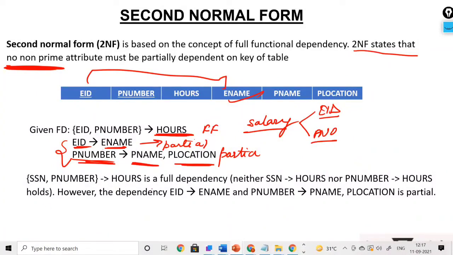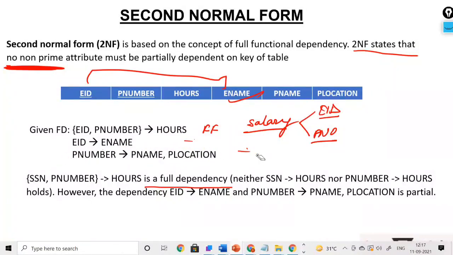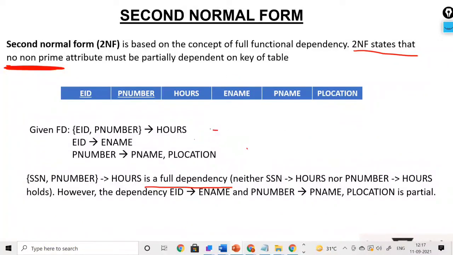So the dependency of R on EID and P number is a full functional dependency, which I already told you, because if you want to get R, you need both pieces of information. You cannot remove any of them. While these others are partial dependencies, and 2NF is based on full functional dependency. So what do you have to do? You have to split this table. You have to decompose, you have to normalize this table to second normal form.